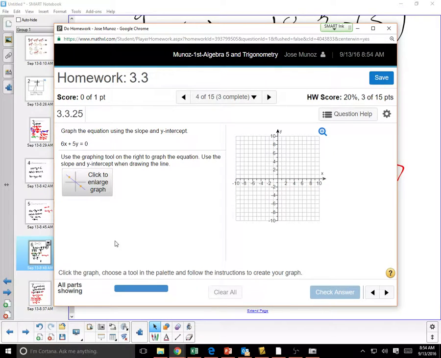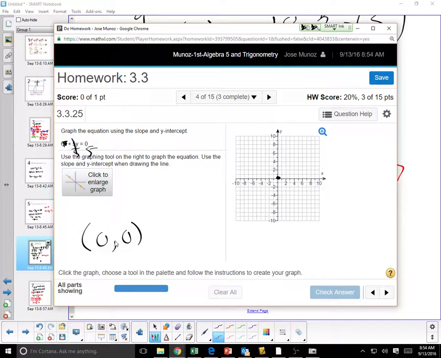To get the y-intercept, what does x have to be? 0, right? So if x is 0, let me cover this up real quick. I'm going to write on it. So what does y equal when x is 0? It equals 0. Don't you have to divide both sides by 5? So y equals 0. That means that my y-intercept is actually the origin. So it's that point right there.